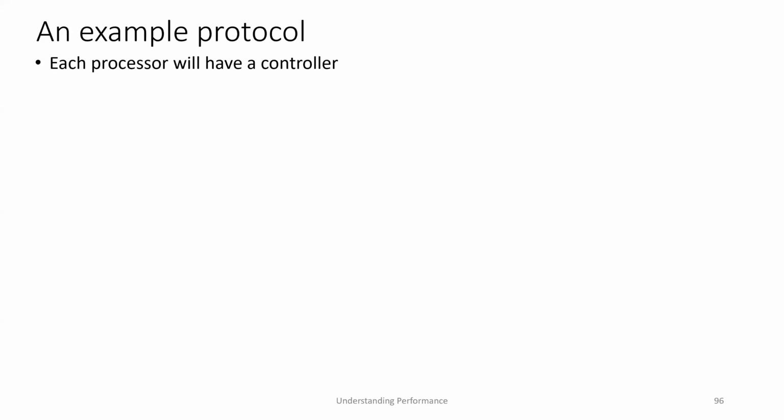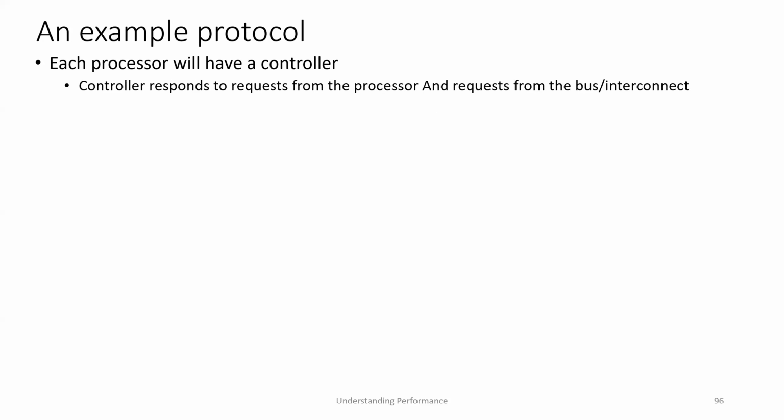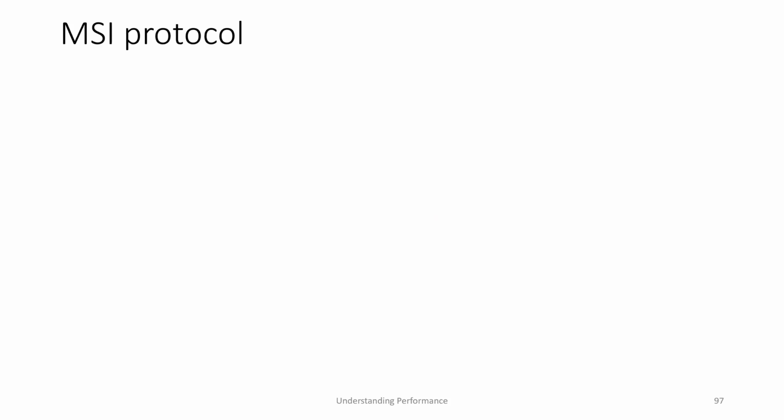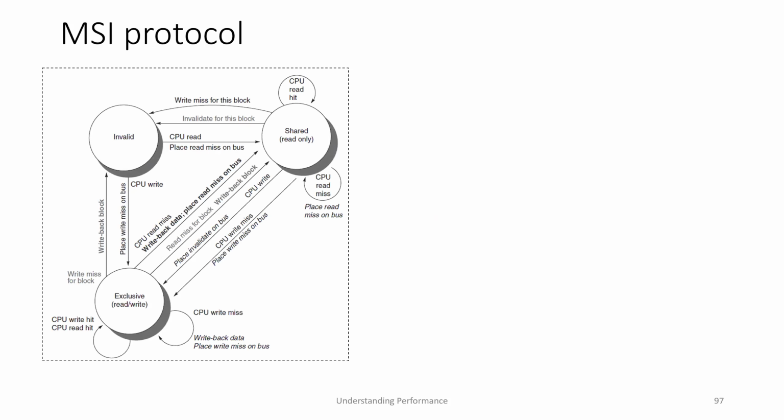So an example protocol is that each processor will have a controller, right? The controller will respond to the requests from the processor and requests from the bus and interconnect also. This controller is actually the cache controller itself. It has the additional duty of maintaining the coherence. So it will observe the requests from the processor, it will observe the traffic from the interconnects, and it will respond accordingly. What it will do in response is change the states of the block, or update it. Now there is a big action item list for what event will be there and all. So I'll explain this simple MSI protocol.